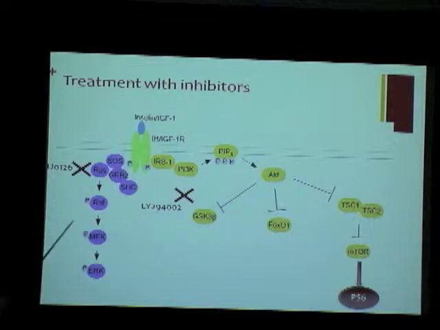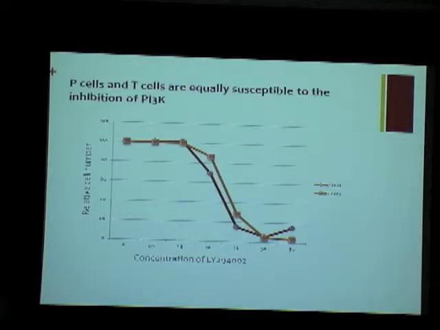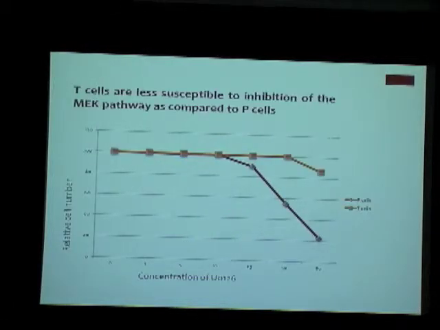So what did we do? We treated the pathway with 2 different inhibitors. The MEK pathway with U0126, and the PI3K pathway with LY294002. And we found that both cells seem to be equally susceptible to inhibition of the PI3K pathway. However, we found that when treated with an inhibitor of MEK, the T cells were less susceptible to inhibition of MEK.